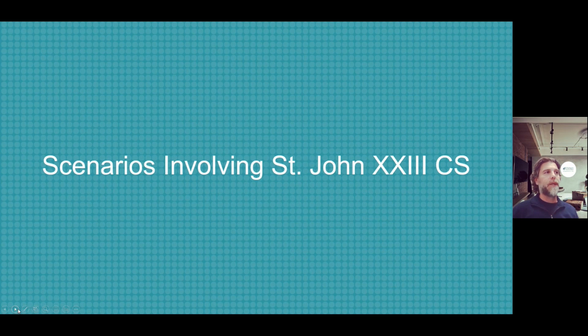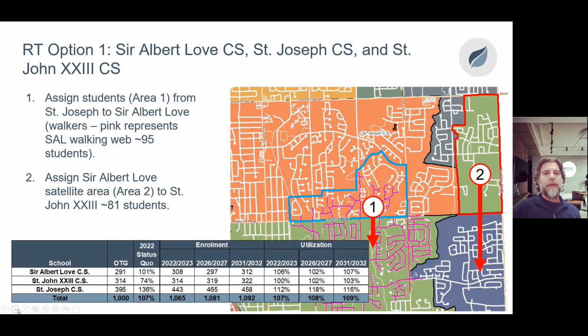John the 23rd. So the options surrounding St. John are ones where, if any of these options are accepted and approved, the boundary would get larger and enrollment would go up. And it surrounds the option that we looked at involving a couple of other schools in the area as well. So one of the options concerns enrollment pressures at St. Joseph, and that's the area in blue denoted by the number 1 on the map.